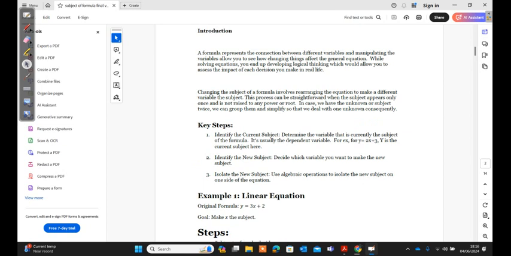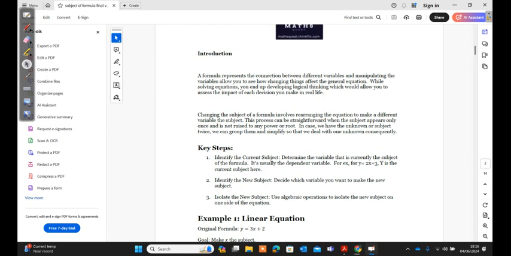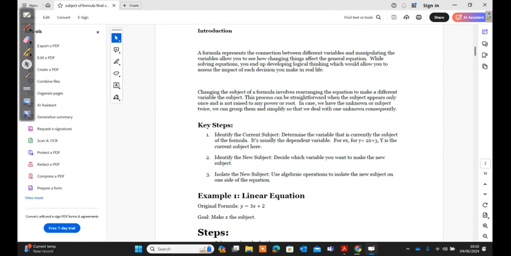So when it comes to making a variable subject of formula, there are three key steps. And key step one, which you can see on the screen here, is actually identifying the current subject, which is the dependent variable. It's basically what's the current subject of formula. So here it's y, because you have y in terms of x. So y is the main character here, okay?